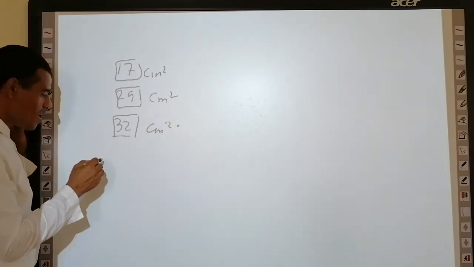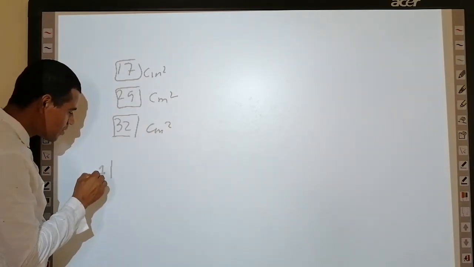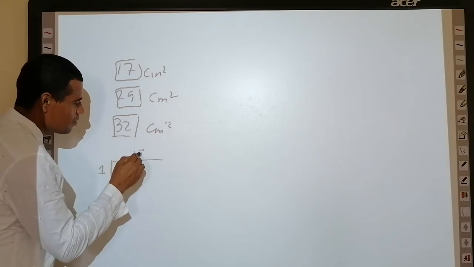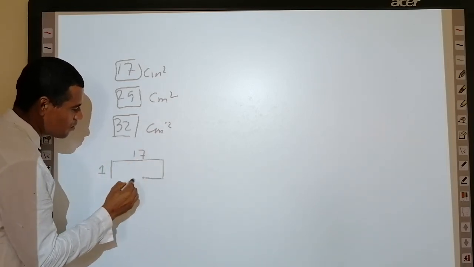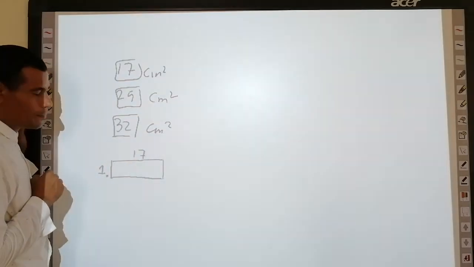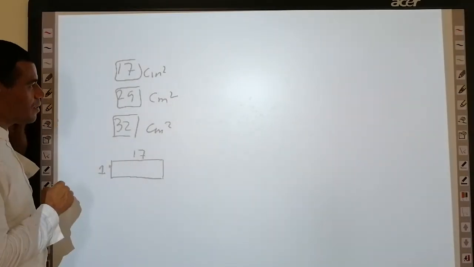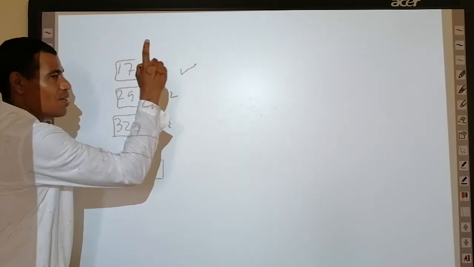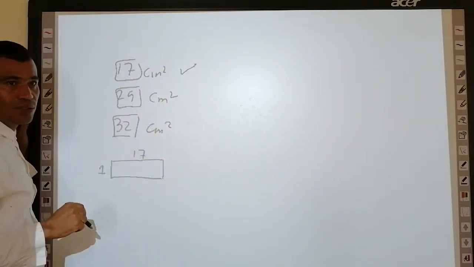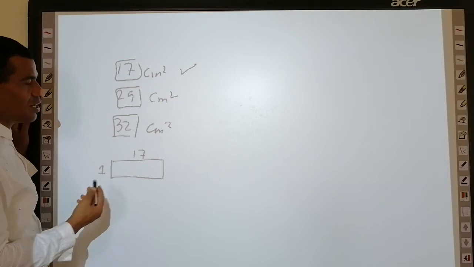For 17 centimeters squared, I will make this 1 and this 17, of course, centimeters. This is how to find area: 1 multiplied by 17. Only one polygon, one quadrilateral, one rectangle.